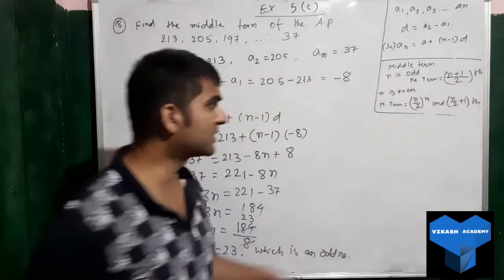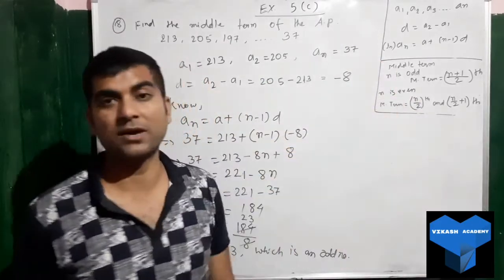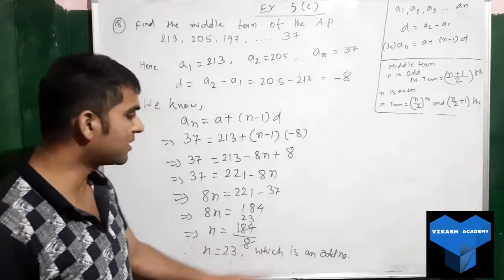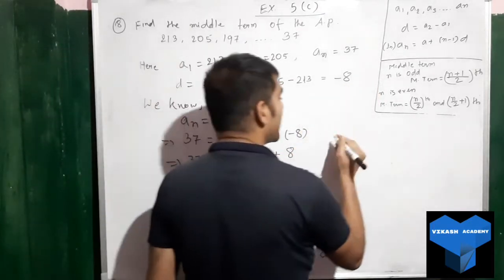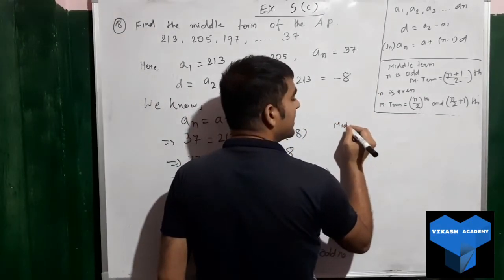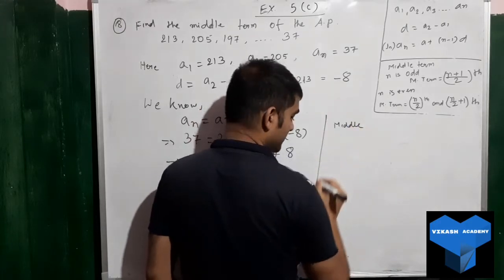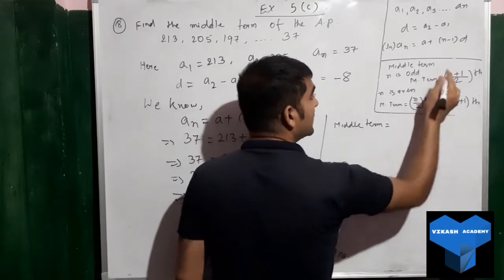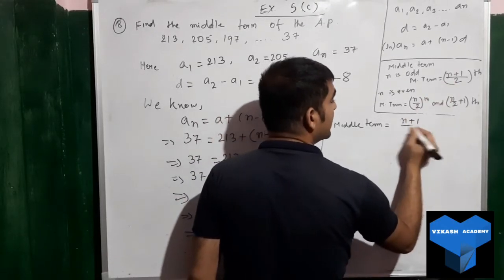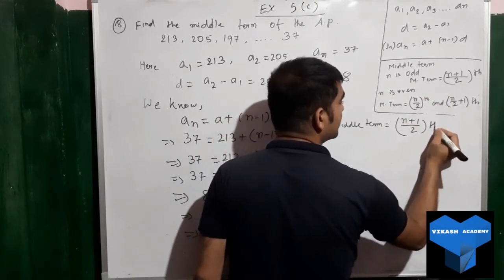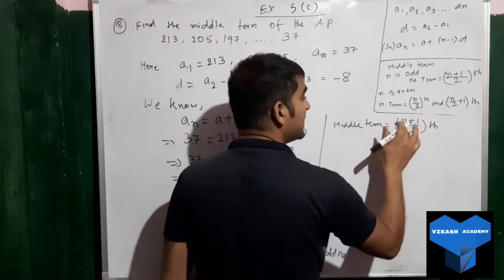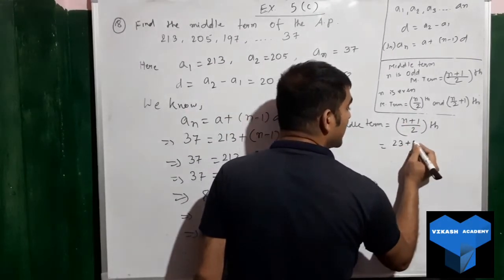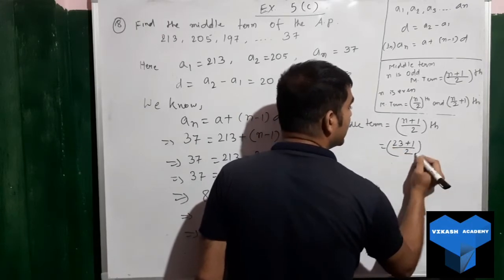So you can find the 2 or 3 terms related by using this formula, okay? So learn this one now. Which is an odd number? So when n is an odd number, what will be the formula? First we write the middle term equal to the first formula, which is n plus 1 by 2 th. So it will be n plus 1. N is 23. We write 23 plus 1 by 2 th.